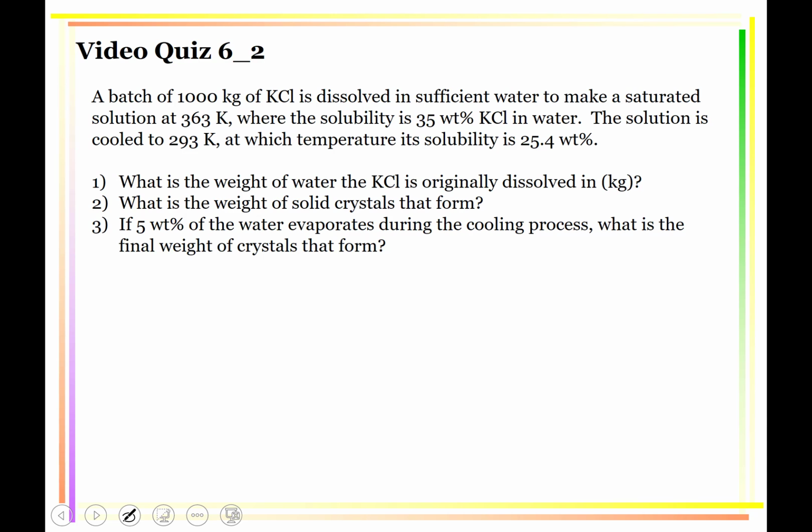And here we go. A batch of 1,000 kilograms of KCl is dissolved in sufficient water to make a saturated solution at 363 Kelvin, where the solubility is 35 weight percent KCl in water. The solution is cooled to 293 K, at which temperature its solubility is 25.4 weight percent. So I have these 3 questions for you. What is the weight of water the KCl is originally dissolved in? Second, what is the weight of solid crystals that form? Here, there's no hydration, so this is pretty straightforward. Here's a little tricky one. If 5 weight percent of the water evaporates during the cooling process, what is the final weight of crystals that form?